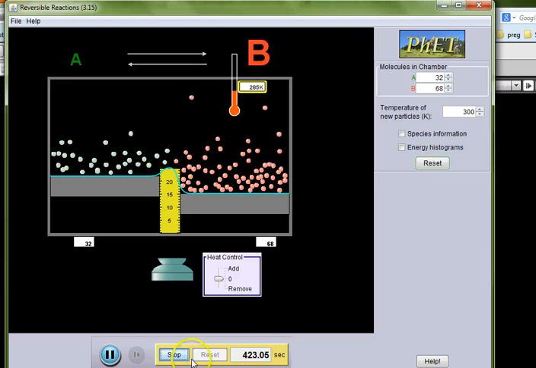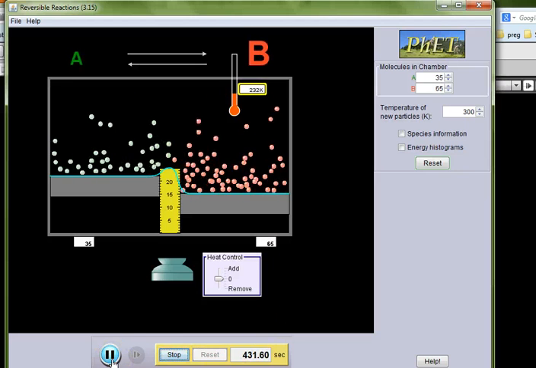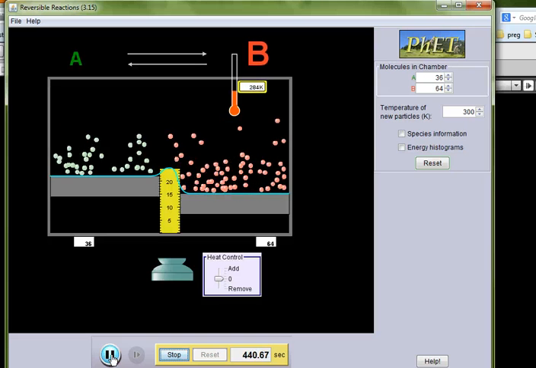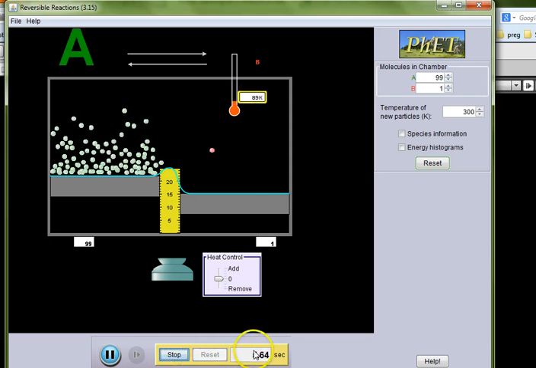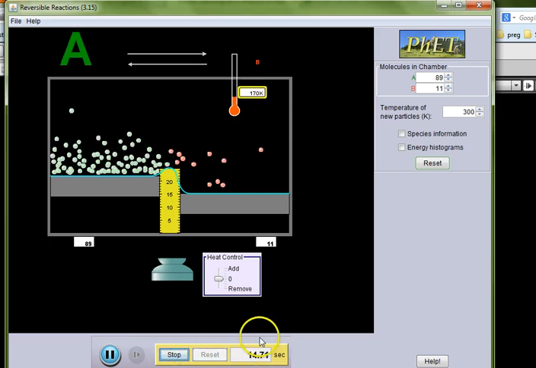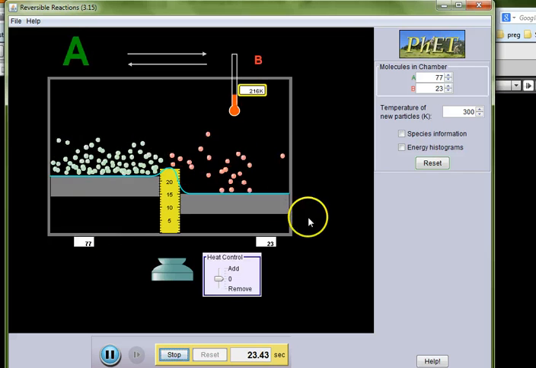Okay, so let's restart the experiment, in case you missed the initial thing. What I've done is I've initially paused the experiment, reset, and then I'll enter 100. Play the experiment, and start the stop clock at the same time, so you can actually see how long it takes for equilibrium to be reached.